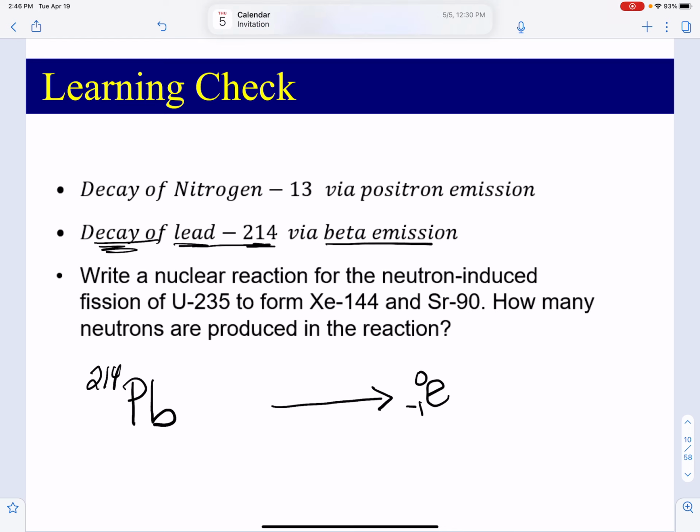And if you thought I had all these elements memorized, you were wrong. 82. Most of them I do, but not all of them. So this is atomic number 82.